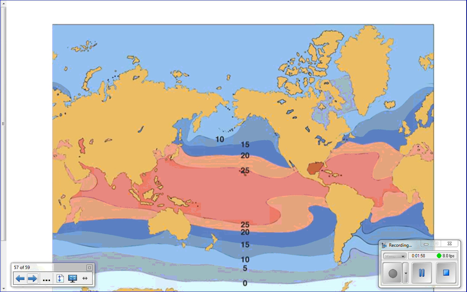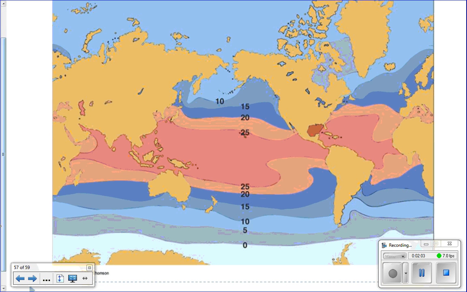So this picture just simply shows you where, in general, the different temperatures are found in the water on Earth. As you can see, the warm water is found around the equator, around the tropics, and then you get progressively cooler as you move towards the poles.